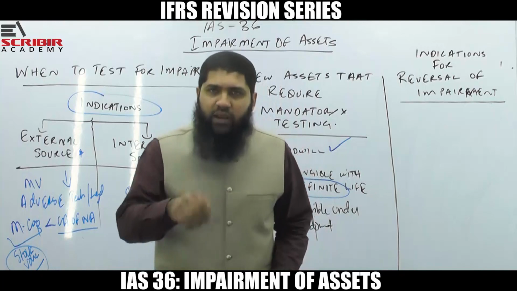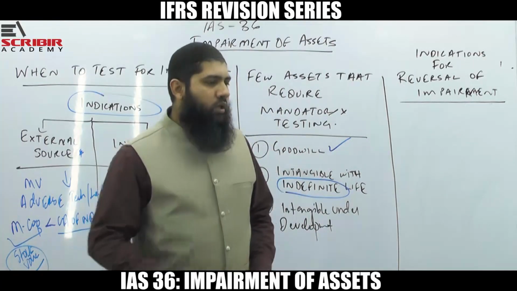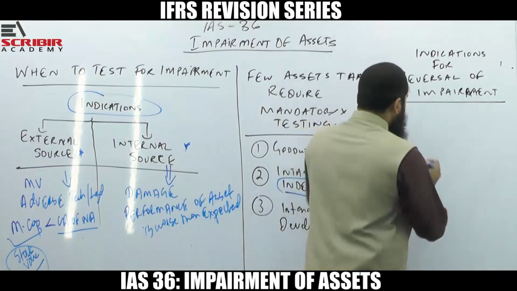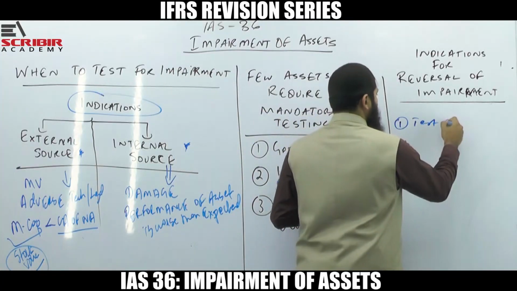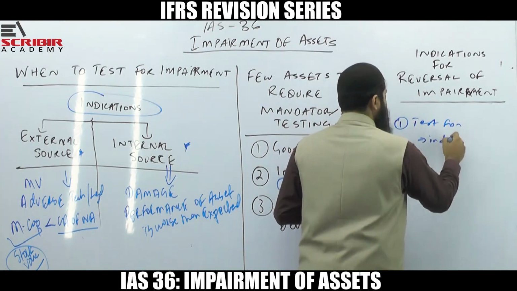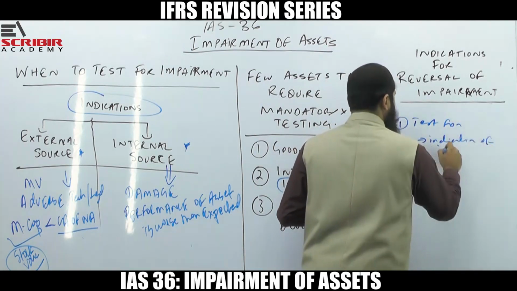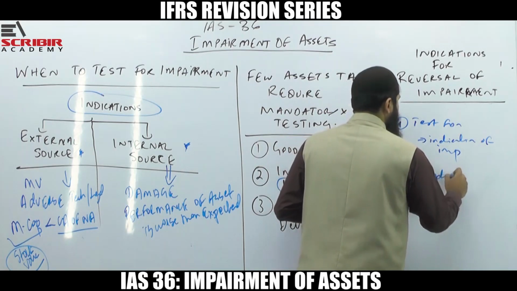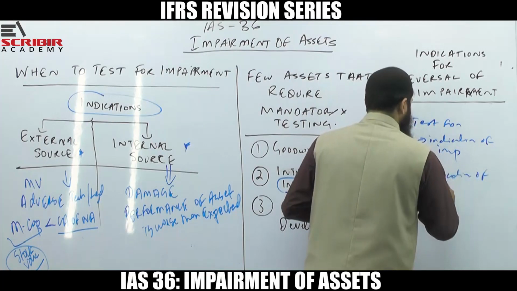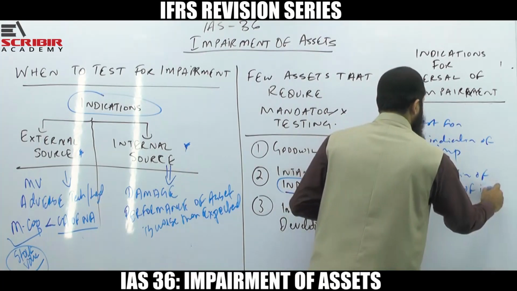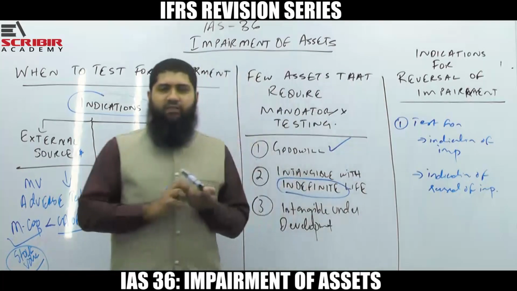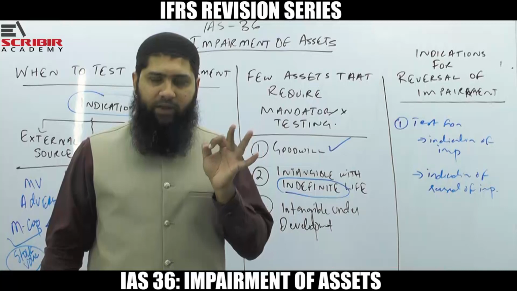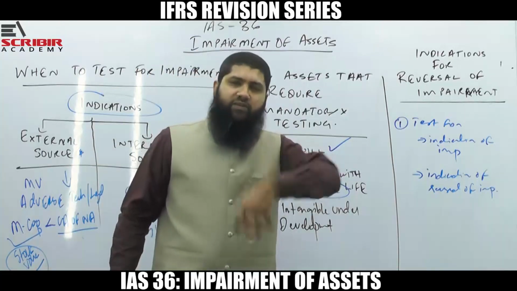Do we have to test for reversal? Yes. Remember, there are two things that you have to do every year. What are those two things? Number one, test for indications of impairment, and the second thing is test for indications of reversal of impairment. So I repeat, these are the two things that you have to do at each reporting date: test for the indications of impairment and test for the indications of reversal of impairment.